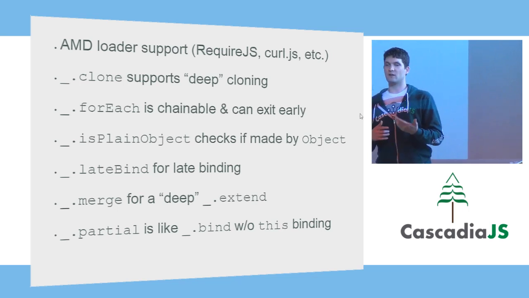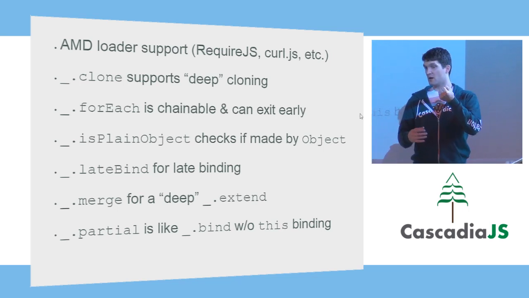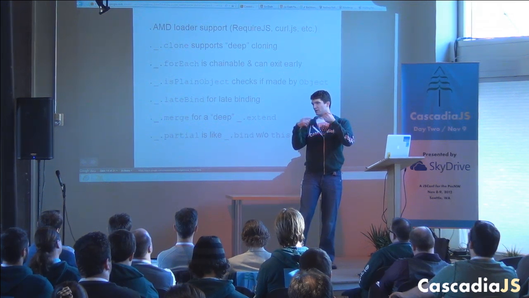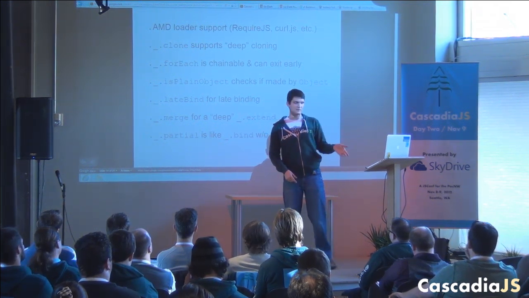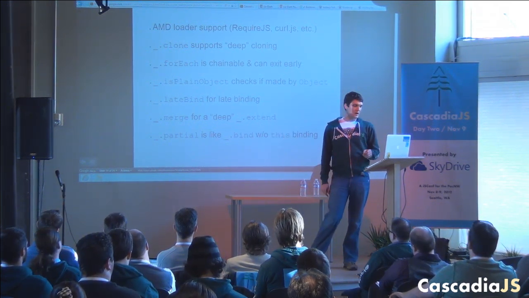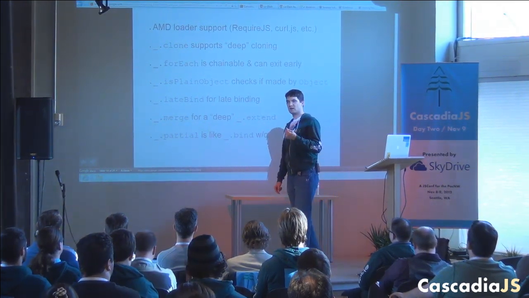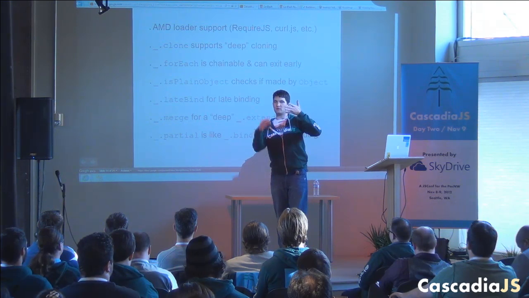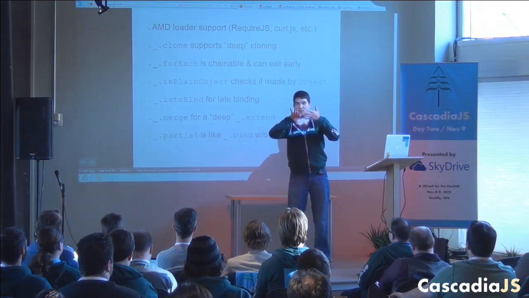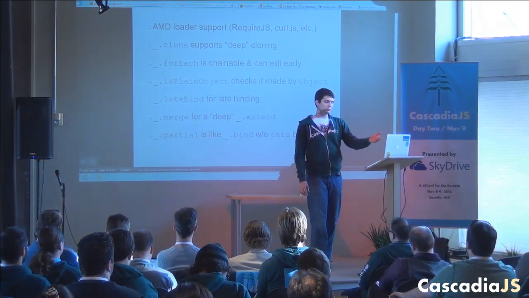So if you do lazy definition, like have an unoptimized method, and then after it's first used, it optimizes itself and replaces itself, the bind is still intact. And so that's what late bind allows. Merge is like jQuery's deep extend. So if you've used deep extend to not just do options, but deep options or sub options, you can do that with merge.